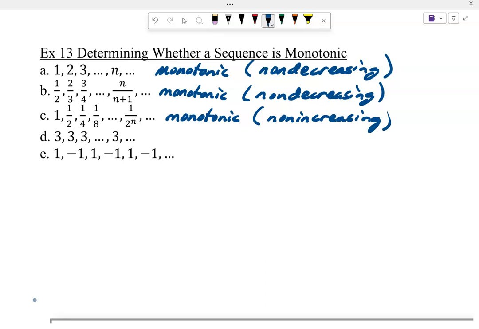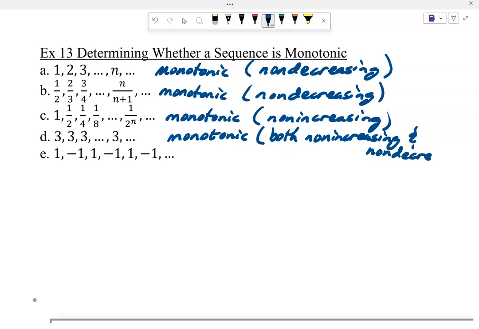The next one. You can say either one is the same, right? It's the or equal to situation. So in other words, it's both non-increasing and non-decreasing. It's fitting both of those definitions, right? And then the last one? Good, alternating.